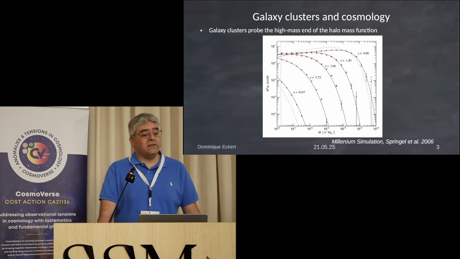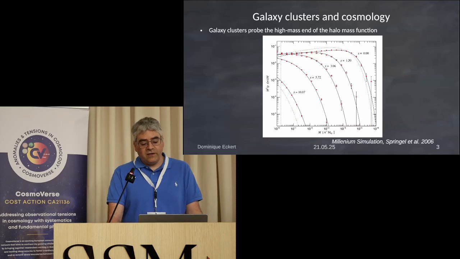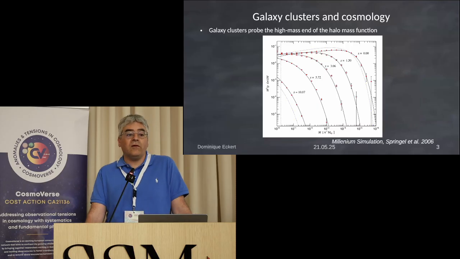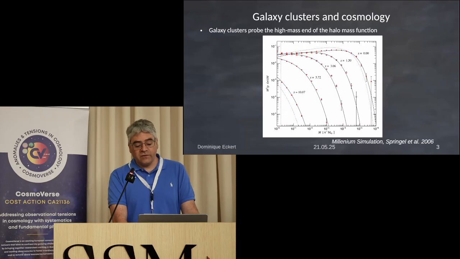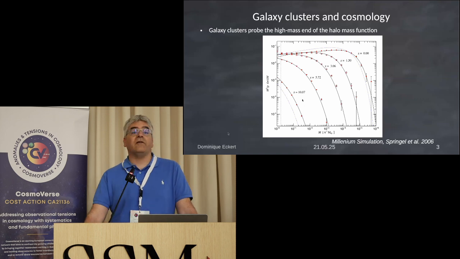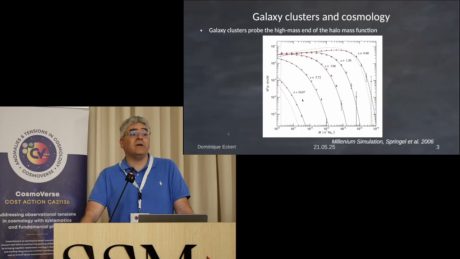This is highlighted by this plot here. We are using the so-called halo mass function. The halo mass function is just the number density of dark matter halos per unit volume and per unit mass. And what you see here, this is an old plot from the Millennium simulation, where you have the evolution of this halo mass function with redshift, where this is the curve for redshift 10. At high redshifts, you had this very steep halo mass function where the massive halos had not formed yet.